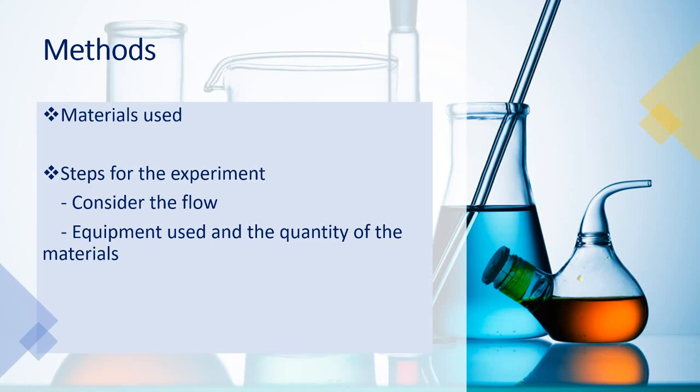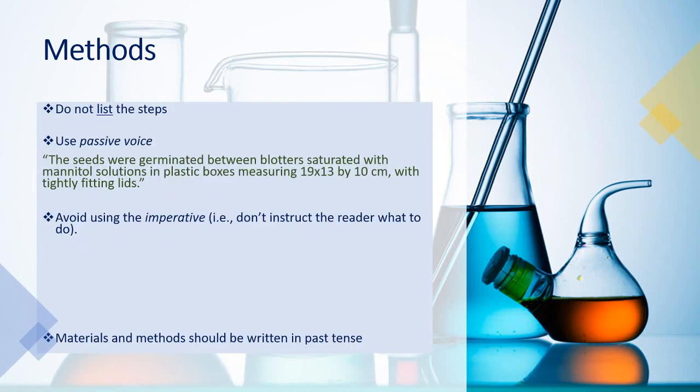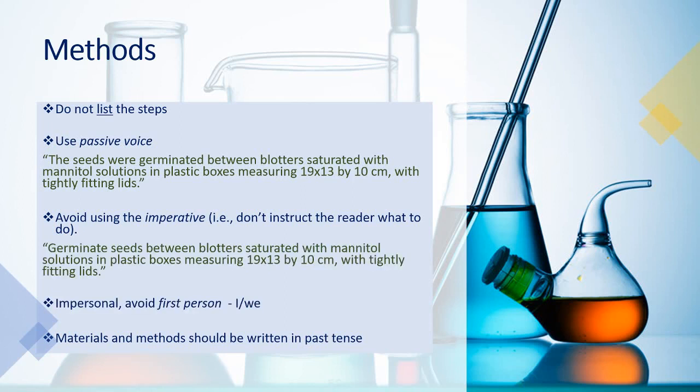The methods and materials section also includes the statistical test that was run on the data or will be run on the data. Also, do not list the methods. You want it to be written in paragraph form that flows from one sentence to the other, and avoid using personal pronouns like we, I in the method write-up.